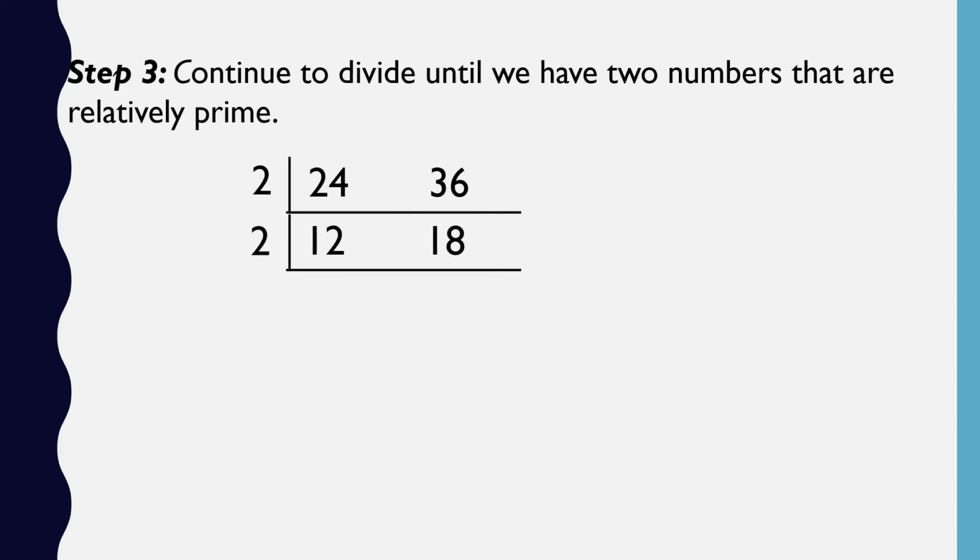So we have here 12 divided by 2 is 6. 18 divided by 2 is 9. 6 divided by 3 is 2. And 9 divided by 3 is 3. So we have now the numbers that are relatively prime. 2 and 3 do not have common factors other than 1.